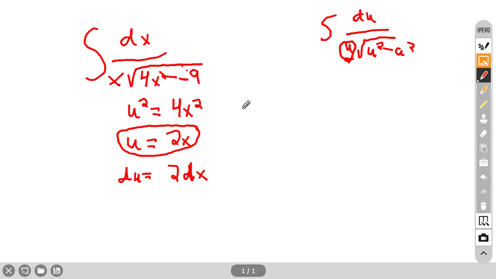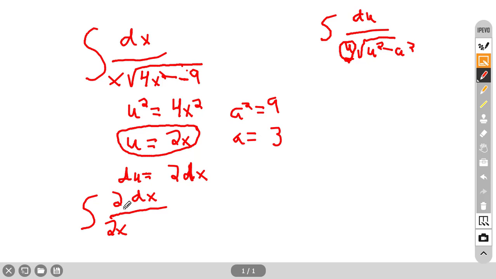So I'm going to do my a squared real quick here. I've got a squared equals 9. So a, when I take the square root of both sides, is going to equal 3. So when I rewrite my integral, I'm going to put my 2 up top here with 2 dx. But notice underneath here, I'm going to need my u, so I'm going to put that in as a 2x. And I can do that because 2 divided by 2 is equal to 1. And I still have my square root, and then I have my 4x squared minus 9. Now that I get it to match up, notice it's actually just a matter of substitution.